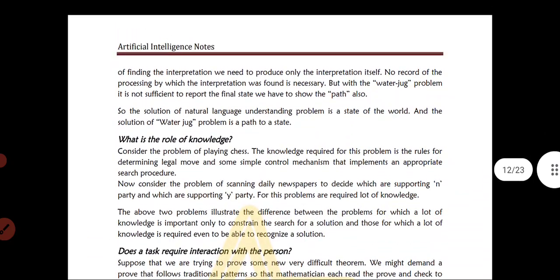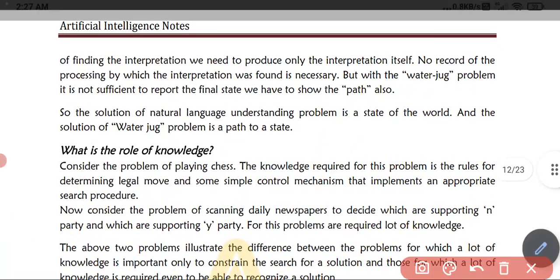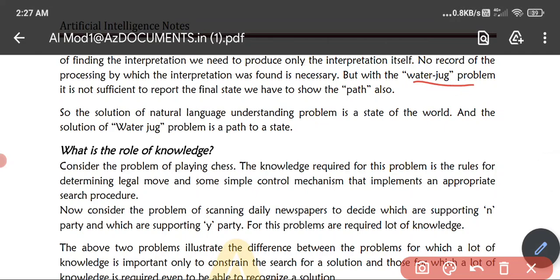So here we've got two types of problems: the water jug problem and the natural language problem. In natural language understanding, we care only about the state of the world, only about the solution. But in the water jug problem, the important thing is the path, how we have done that. So I will explain the water jug problem now.